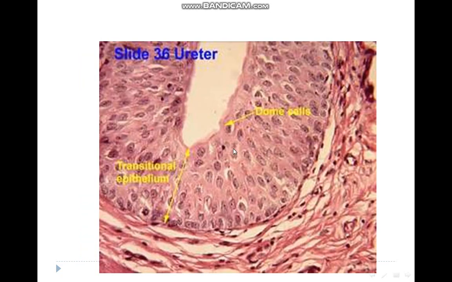The transitional epithelium is characterized by the presence of dome cells, which are often binucleated and found on the luminal surface, with a capability for extension and reduction in size. This epithelium starts from the pelvicalyceal system to the ureter to the urinary bladder and also extends toward the urethra. Thank you.